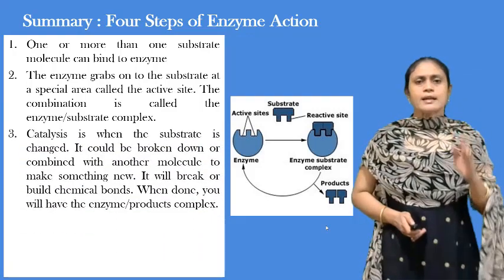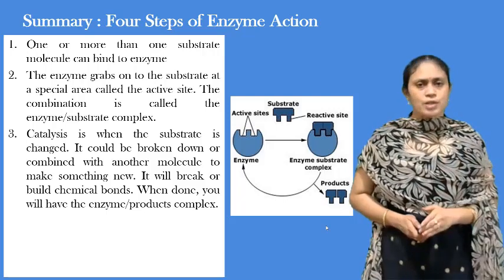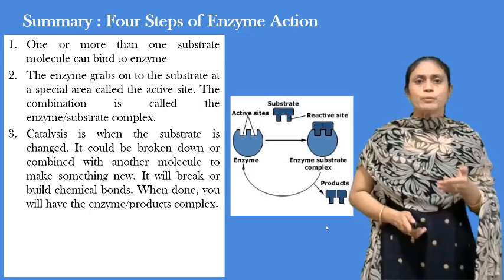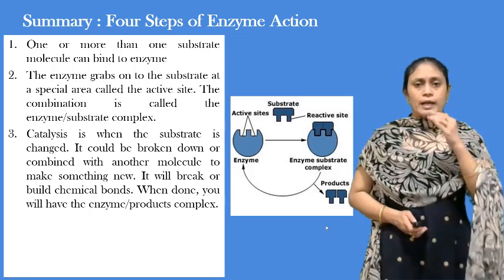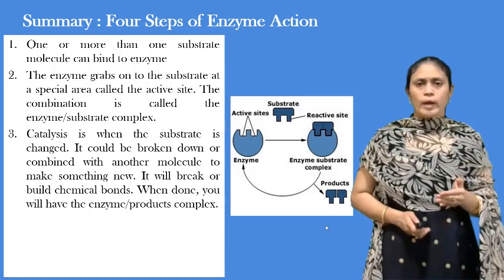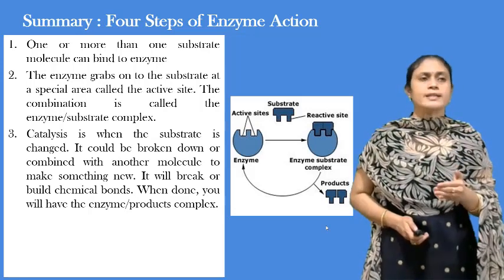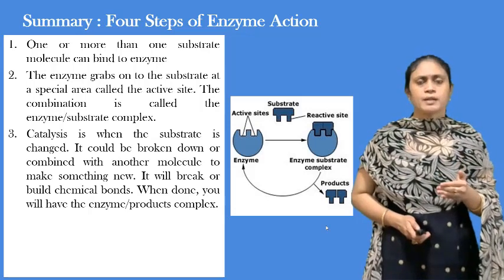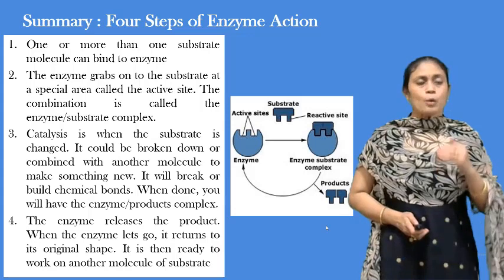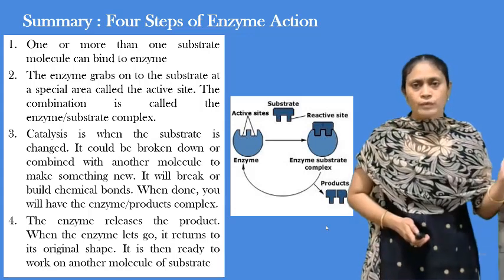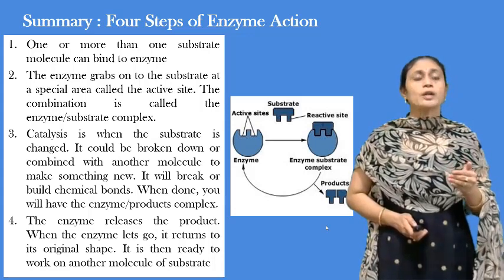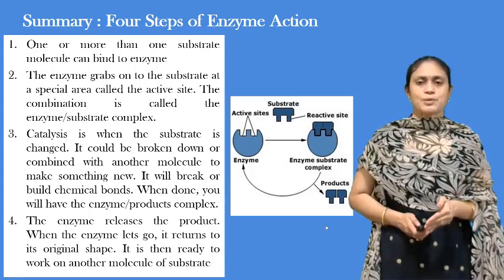Catalysis is when the substrate is changed. It will be broken down or combined with another molecule to make something new. It will break or bend chemical bonds. When done, you will have the enzyme-product complex. And coming to the 4th step, the enzyme releases the product. When the enzyme lets it go, it returns to its original shape. It is then ready to work on another molecule of substrate.